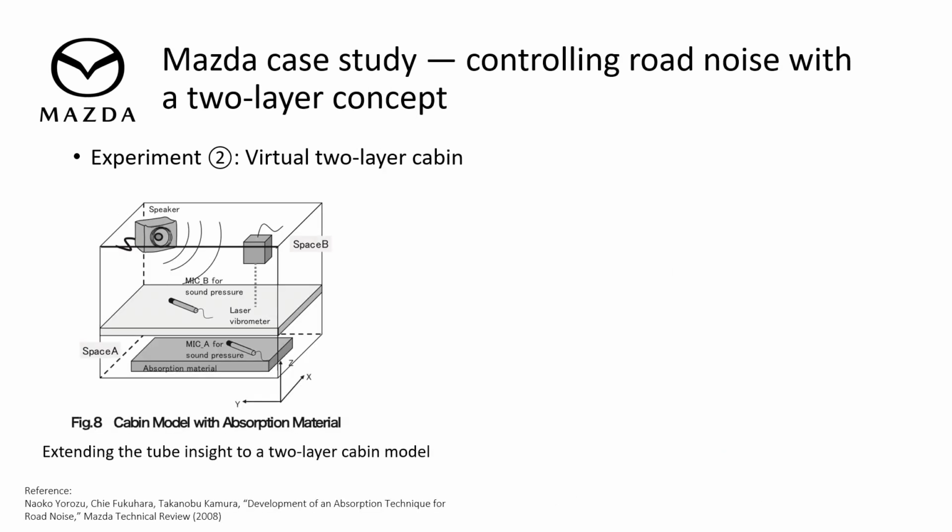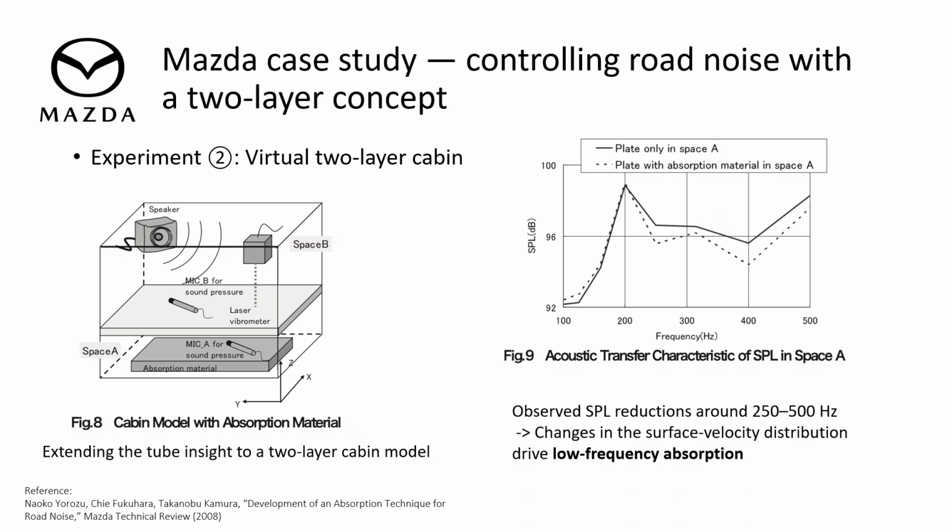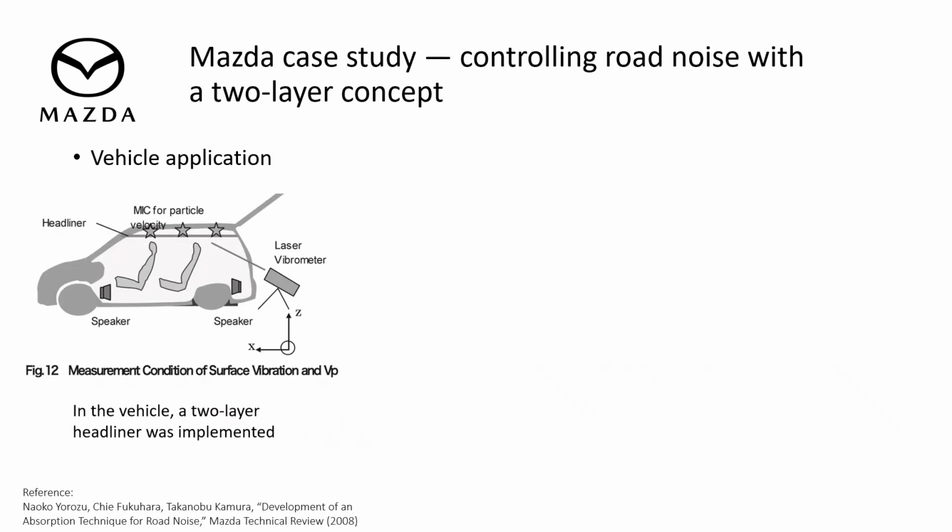Next, a virtual two-layer cabin was modeled based on the results from the tube experiment. In this virtual cabin, SPL reductions around 250 to 500 Hz were observed, showing that changes in the surface velocity distribution contribute to low-frequency absorption. Finally, this two-layer concept was applied to a real vehicle cabin.